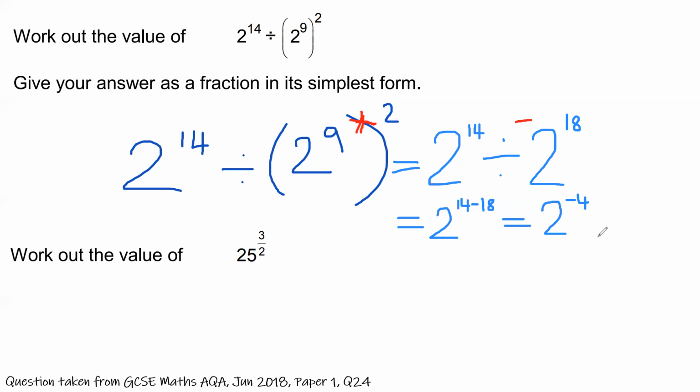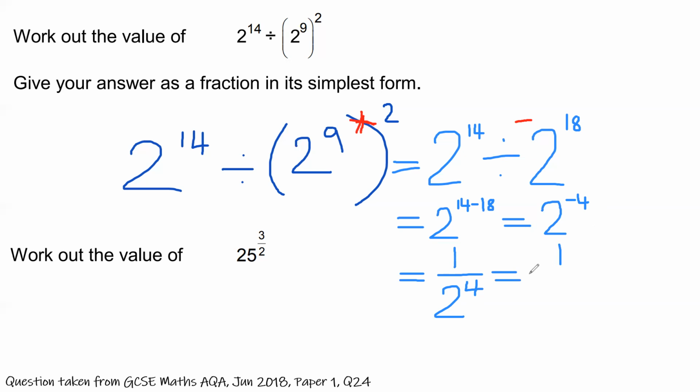And now we've got a negative power. So what do we do with a negative power? Well, hopefully you remember that a negative power is the same as saying 1 over whatever this is to the power. So the negative sign, all it means is we turn it into 1 divided by, and then exactly the same as we had before, we just remove the negative sign. So now we have 1 divided by 2 to the power of 4.